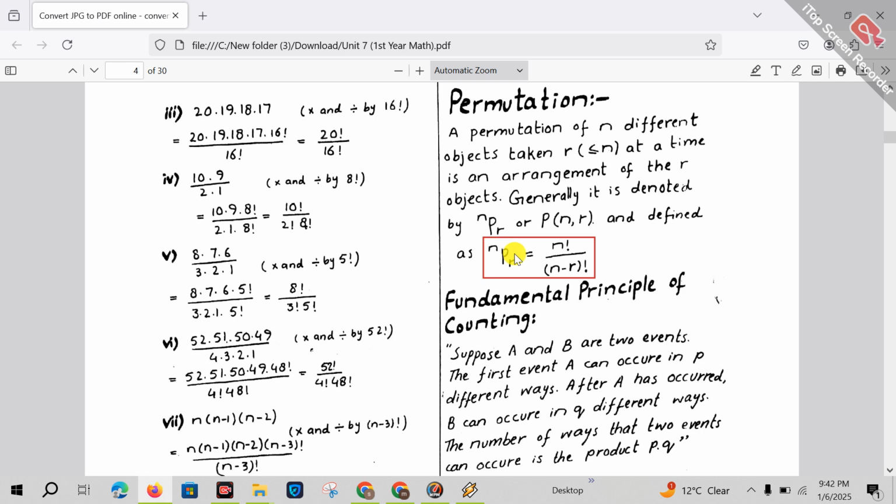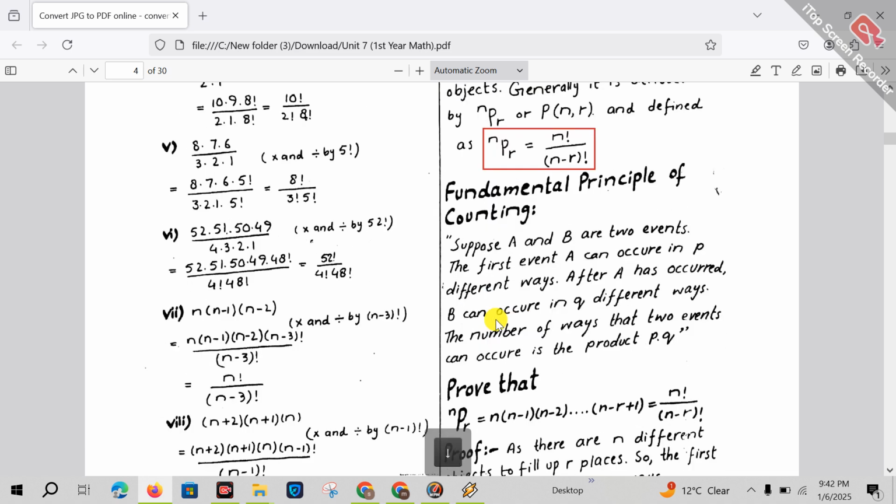So what is the formula for permutation? The formula is: n is above P and r is below P. We can write n factorial over (n minus r) factorial. That is, the above value's factorial over the above value minus the below value, factorial.